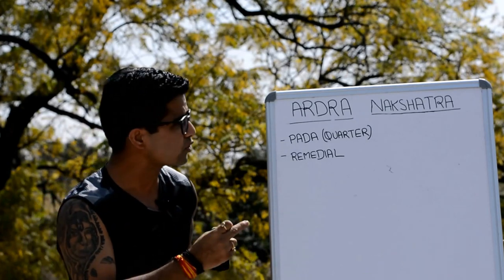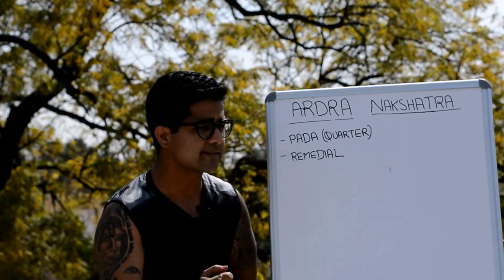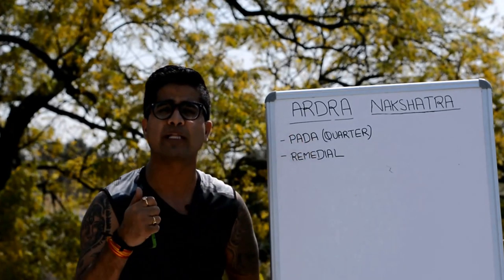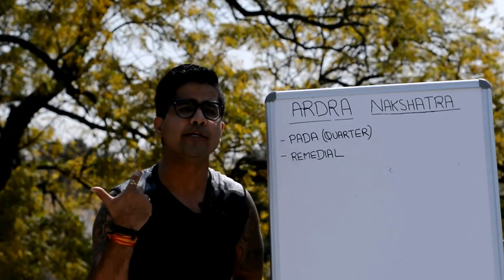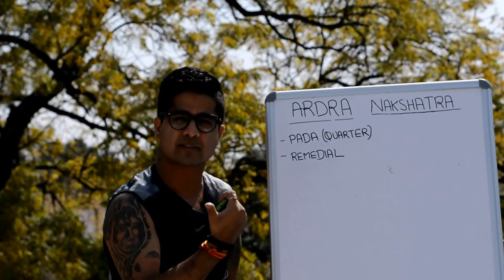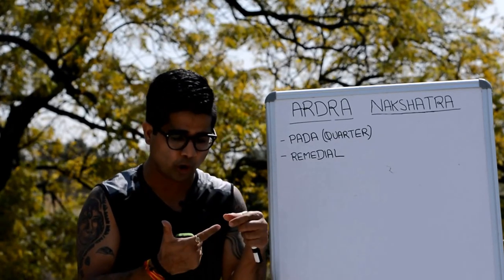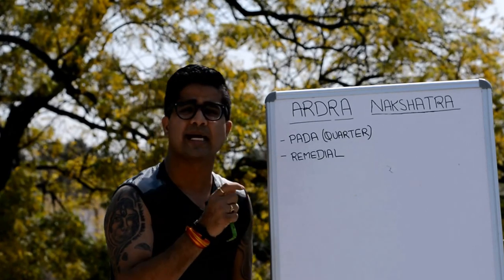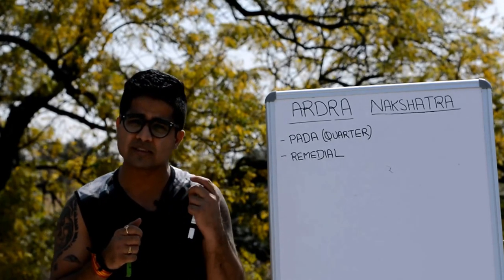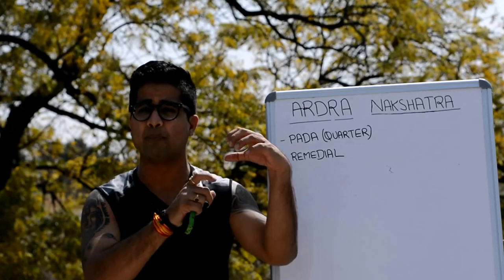In the previous videos on this Ardra Nakshatra, we have already discussed that this nakshatra is ruled by the planet Rahu. The deity associated with this nakshatra is Lord Rudra. The symbol attached to this nakshatra is a teardrop, a diamond and a man's head. When it comes to understanding the functioning of this nakshatra, it just has a burst of energy.